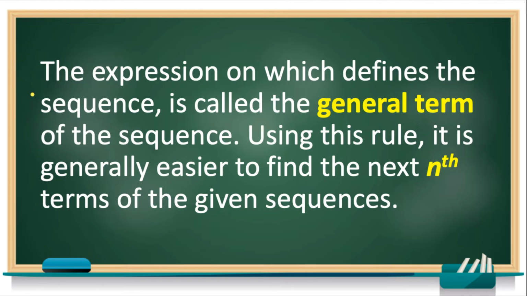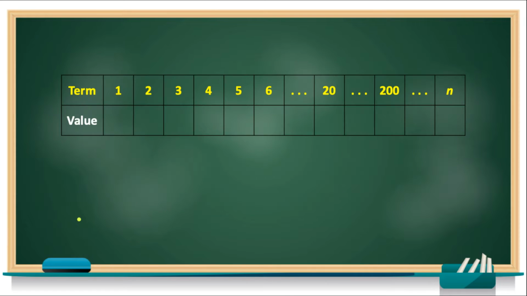The expression which defines the sequence is called the general term of the sequence. So using this rule, it is generally easier to find the next nth terms of the given sequences. Now let's take this example. To find the general rule or formula that describes the sequence, we will illustrate it in a table.